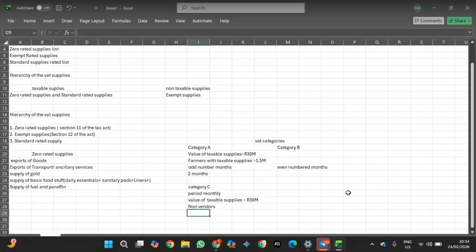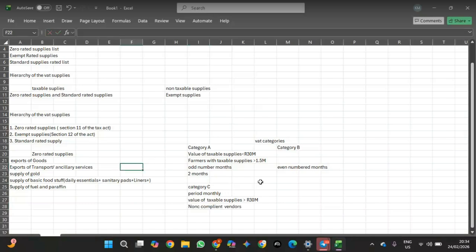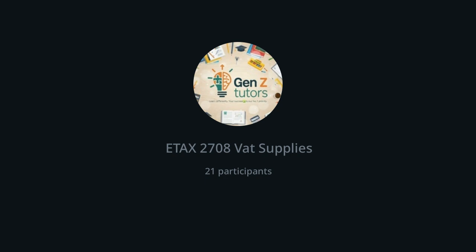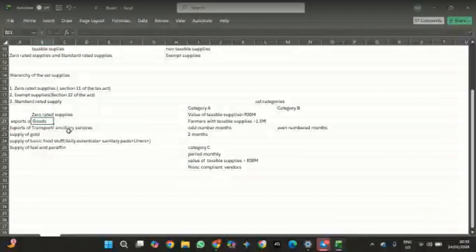So non-compliant vendors, and that's how they deal with you. The other category is category D, which is for farmers only, and then category E, which is for specific companies and stuff like that. You don't have to worry about that for now. We are fine, right? So what you have to worry about is the zero-rated supplies and what type of questions can actually appear here.